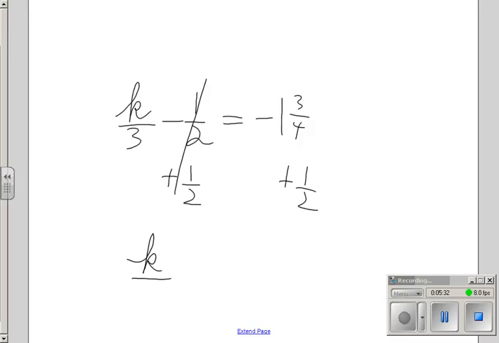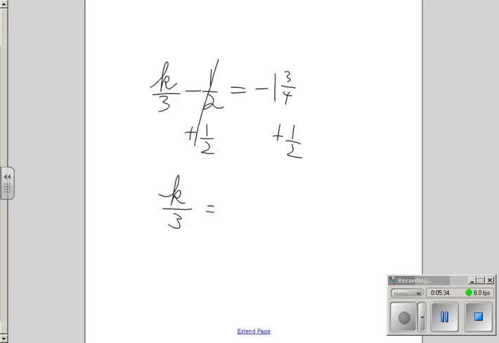Over here I'm left with k over 3. Extend the page. So what is negative 1 and 3/4 plus a half? Well, we're going to add these two together, right? It's sometimes easier, in this case not really, but it's sometimes easier to change mixed fractions to improper fractions and deal with it that way. So I'm going to do that.